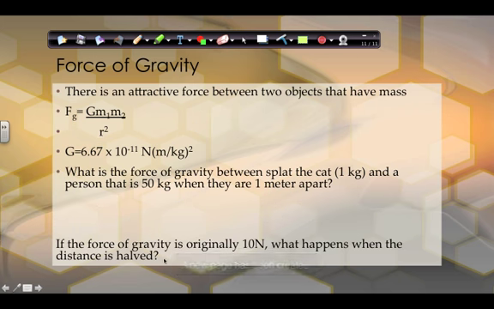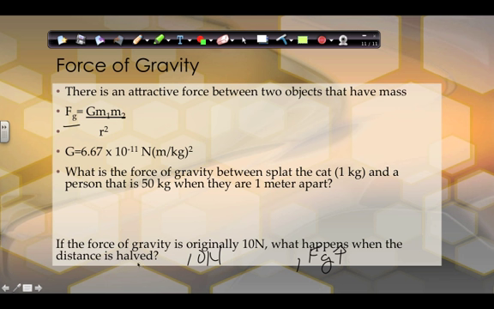All right, so if the force of gravity is originally 10 newtons, what happens if the distance is halved? So you will definitely get questions like this where it's asking you to basically look at the equation and decide what's happening to the original variable. So if the original force is 10 newtons, you need to decide if it's going to increase or decrease first. So if the distance is halved, that means that the objects are moving closer together. So if they're moving closer together, the force of gravity should be going up.